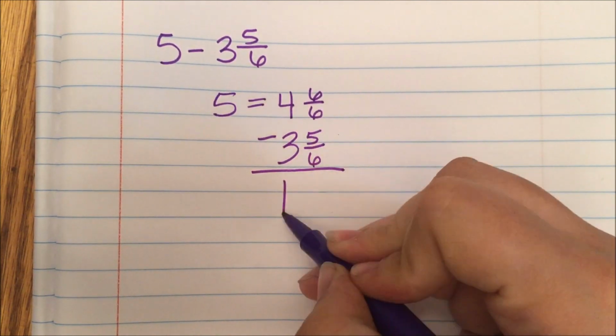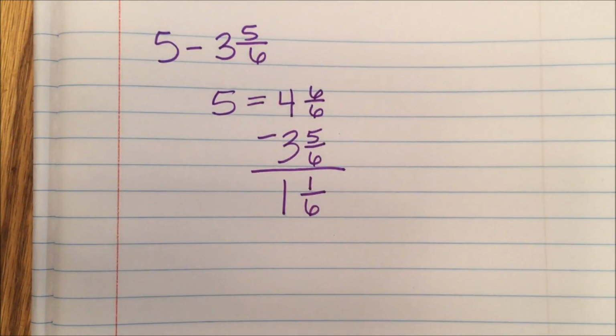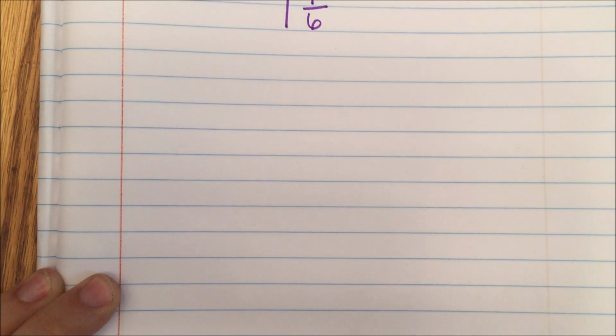4 minus 3 is 1. 6 minus 5 is 1, and our denominator stays the same as 6. All right, and let's look at one more where we need to borrow.